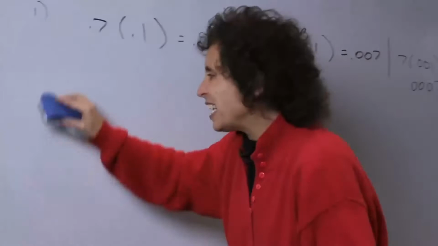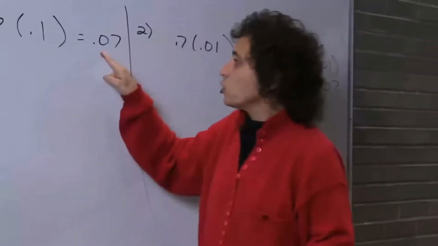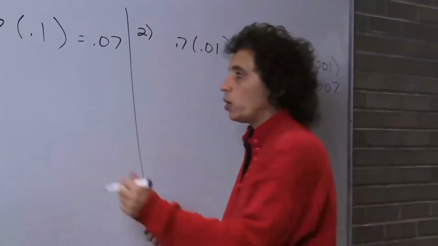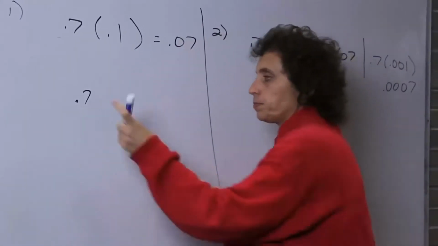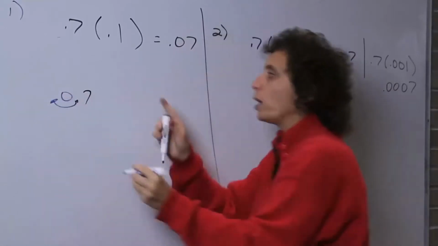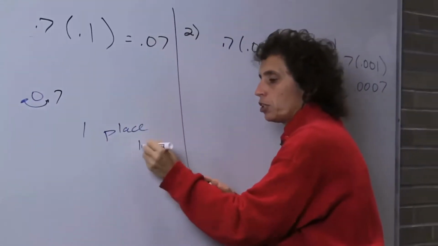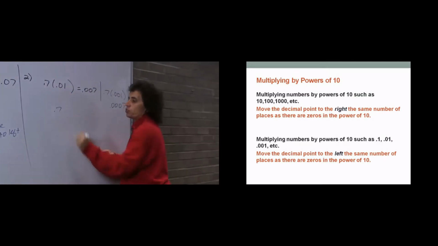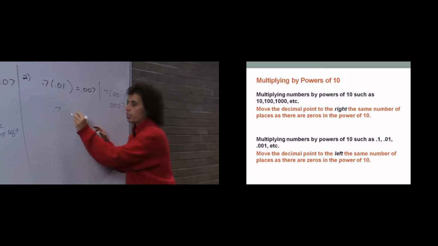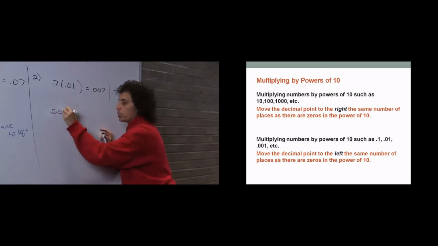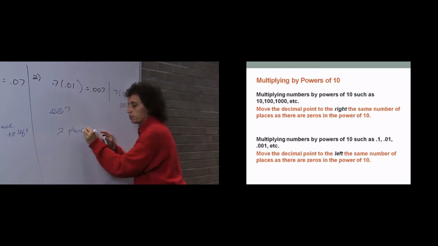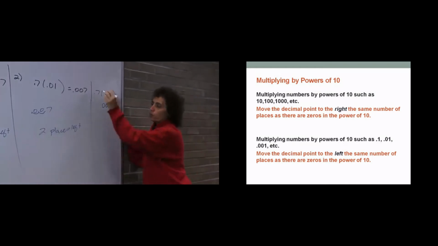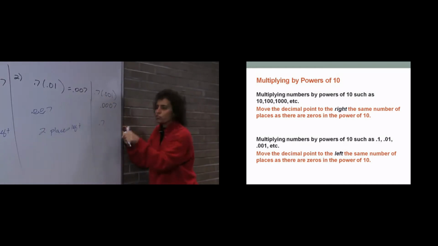Think about what happens to the decimal point. The answer here is 0.07. What did we do with this decimal point to get 0.07? Watch. We moved it over 1 place to the left. Here, we have 0.7, but we want 0.007. How did we get that? Well, that moved 2 places to the left.